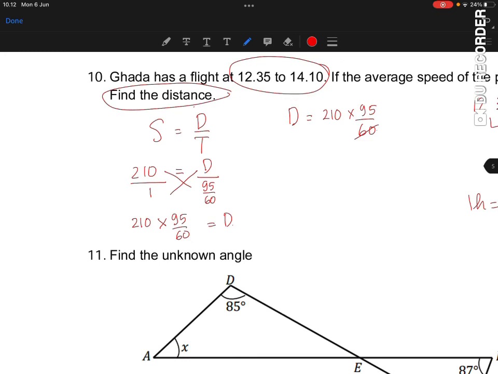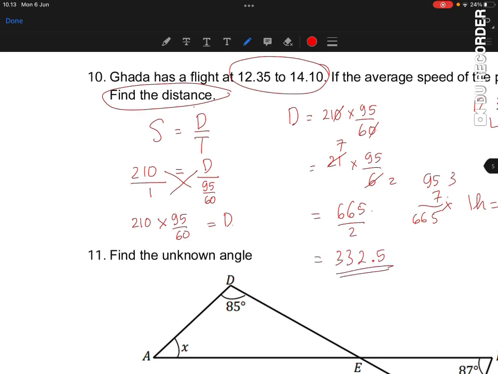Now divide them by 0 and 0, just cross it. Then you will have 21 multiply 95 over 6. Cross them then divide it by 3. You will have 7. This one is 2. Then you will have 95 multiply 7. It's going to be 665 over 2. Or you will have 332.5 kilometer. Don't forget the units. Finish, guys.